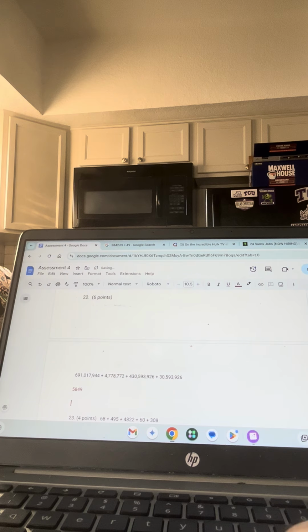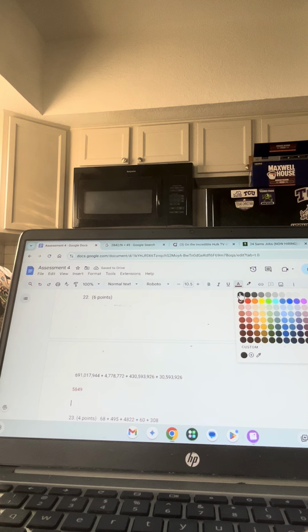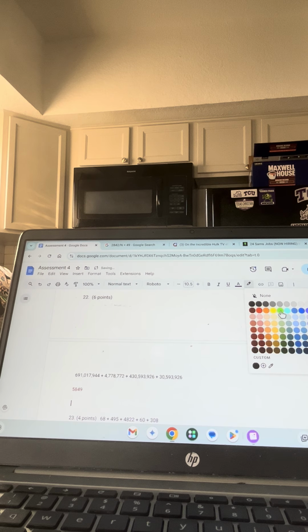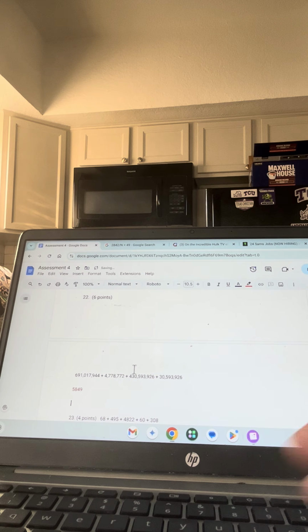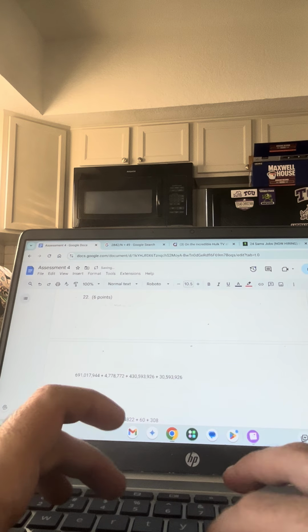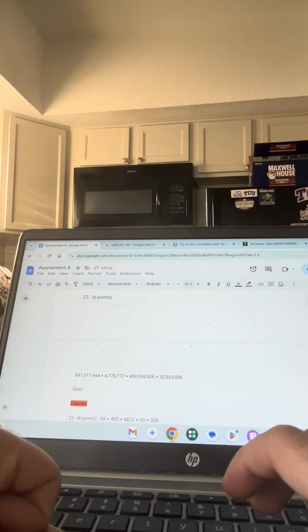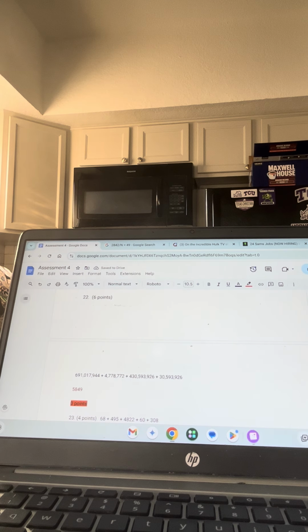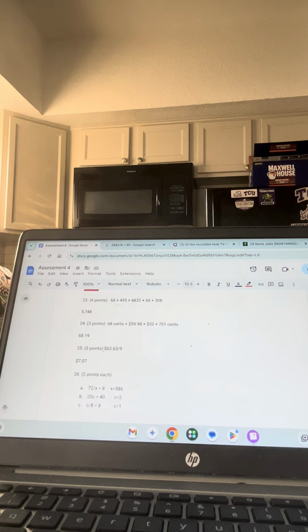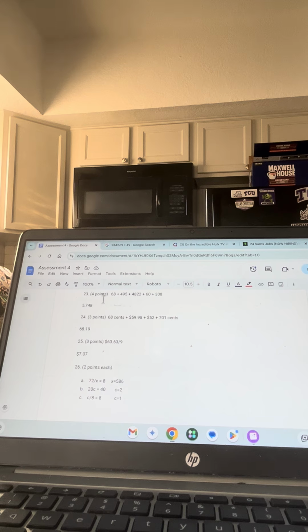So you definitely won't get credit for this one at all. This one's not even close to being right. This one you need to review if you need more practice on it. Number 23. Let's check to see if you got it right.